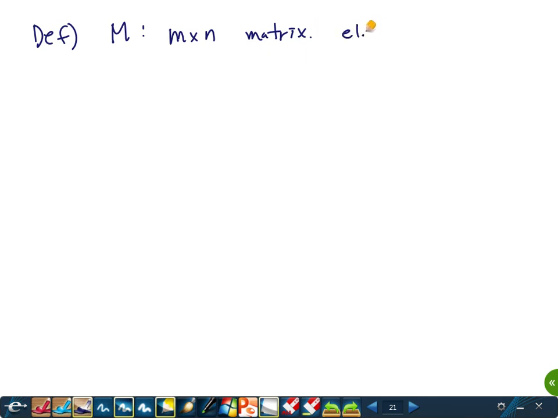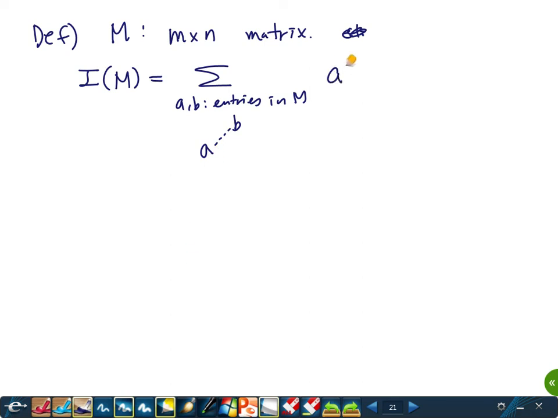Entries in C. The inversion number of M is defined to be the sum over A, B, entries in M like this, where A is northeast of B, and you multiply A times B. This can be defined for every matrix, not necessarily square. And under this definition, the permutation matrix gives you the same inversion number as the permutation.